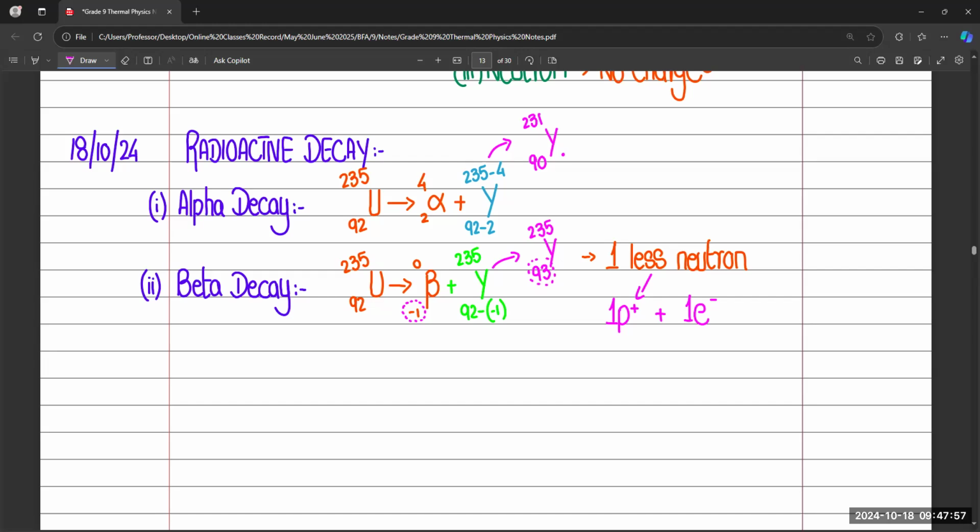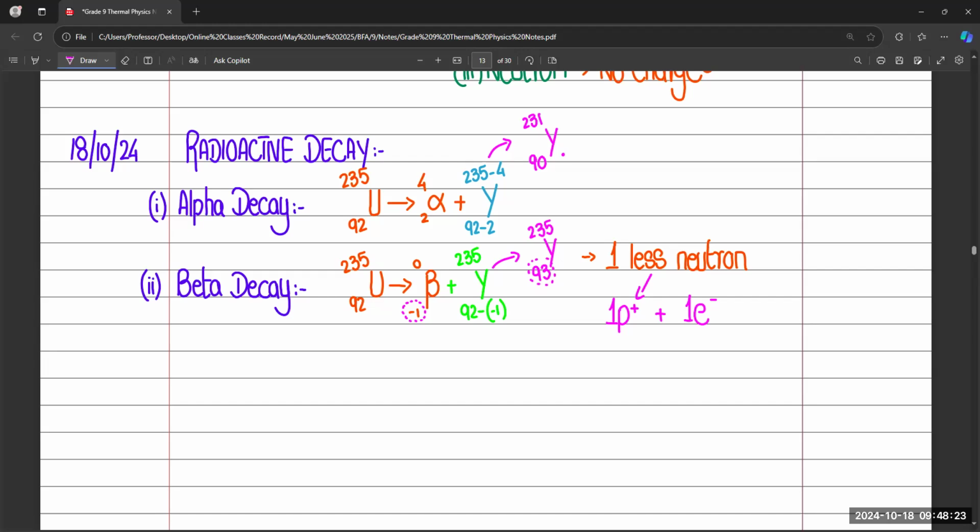So when they ask what is the structural change of the nucleus after beta decay, this is the change in the structure: one neutron decreases because one neutron converts into one proton and one electron, and the number of protons increases as compared to the number of neutrons. So this is the process of beta decay.